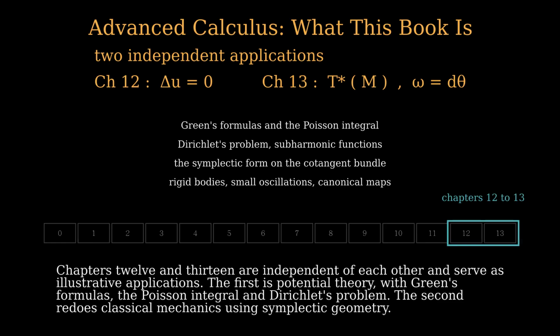Chapters 12 and 13 are independent of each other and serve as illustrative applications. The first is potential theory, with Green's formulas, the Poisson integral, and Dirichlet's problem. The second redoes classical mechanics, using symplectic geometry.